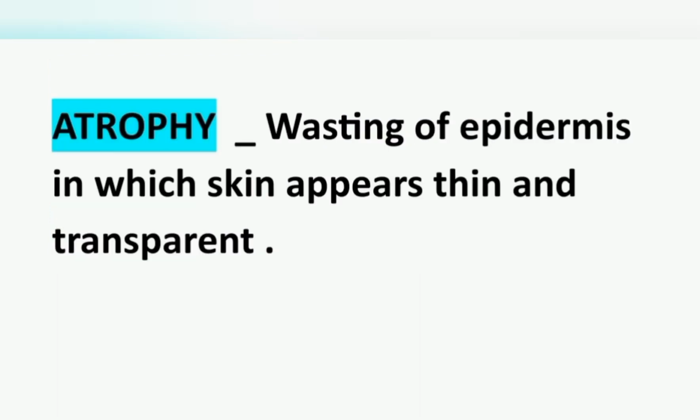The next point is atrophy. Atrophy is wasting of epidermis in which skin appears thin and transparent. That is due to the degeneration of the epidermis or destruction of the epidermal layer causing thin and transparent skin. That is known as atrophy.